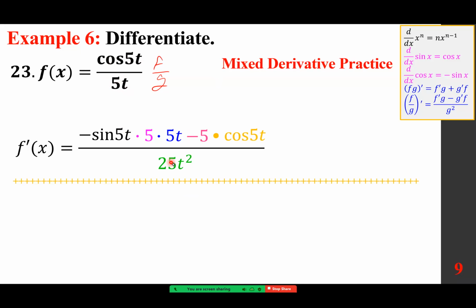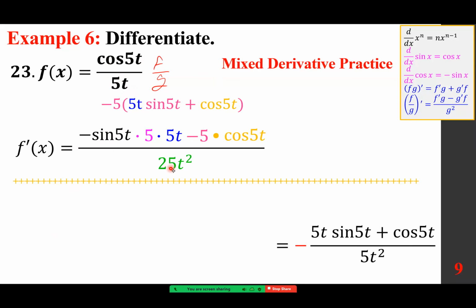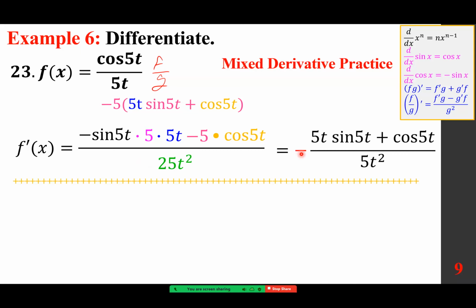You notice we can take a common factor of 5 or negative 5 from the top. And of course, I put the 5t in front, okay? Because you don't want it to be after sine of 5t. This negative remains, this 5 goes away, and this 25 changes to 5. Again, negative remains. This 5 goes away. This 25 changes to 5.